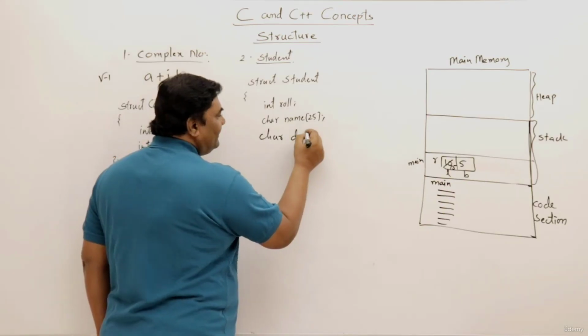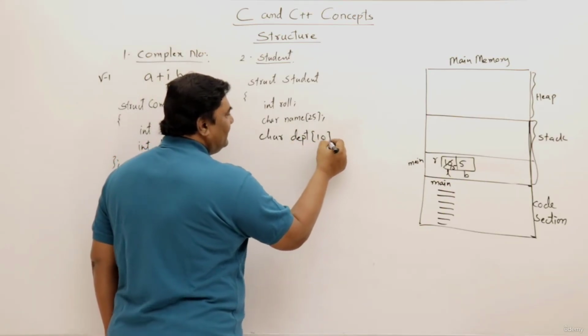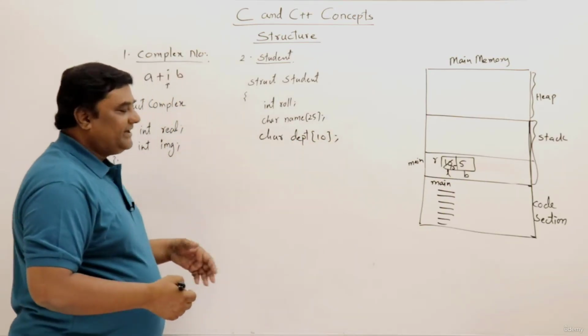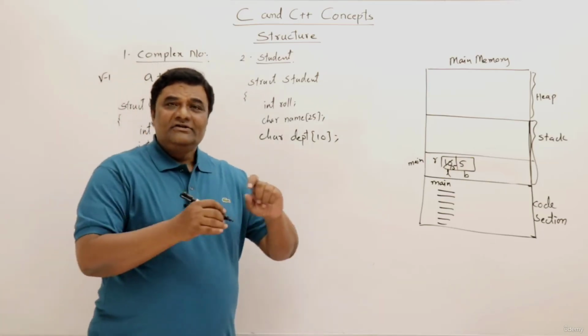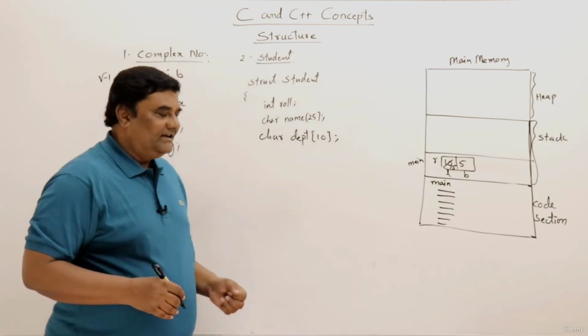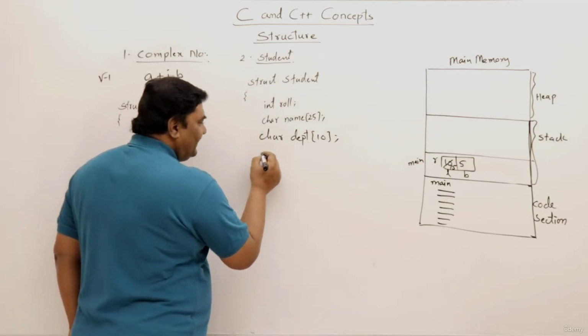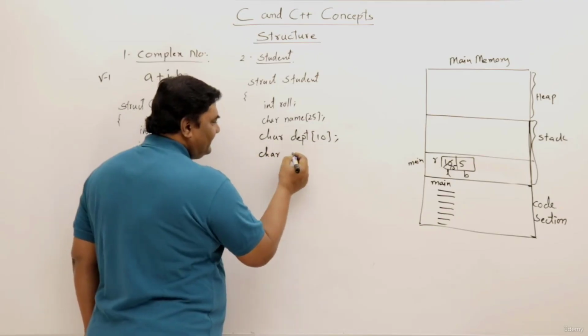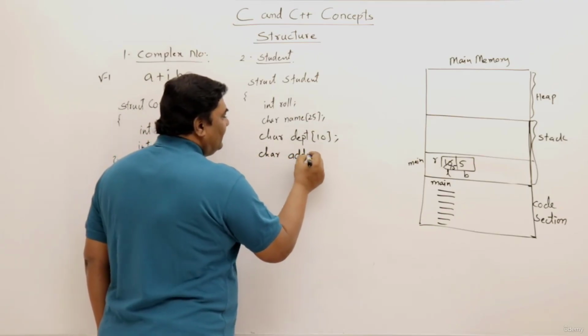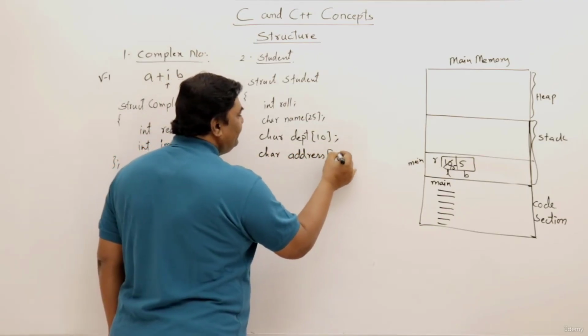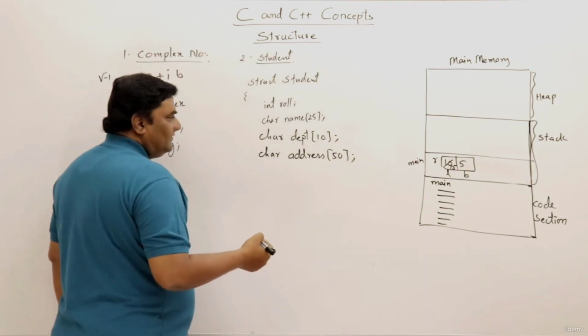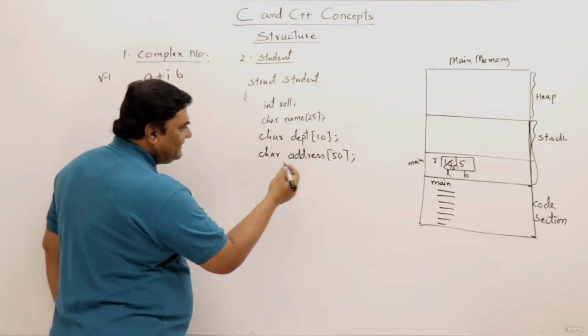Let us give the name of size 10, like computer science or mechanical engineering or anything; you can give a short form of a department name. Next, I want to store the address of a student. So address, I can take it as of some size, let us say 50 bytes, right? So I think it is sufficient.